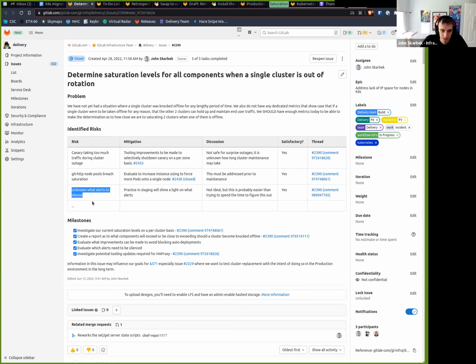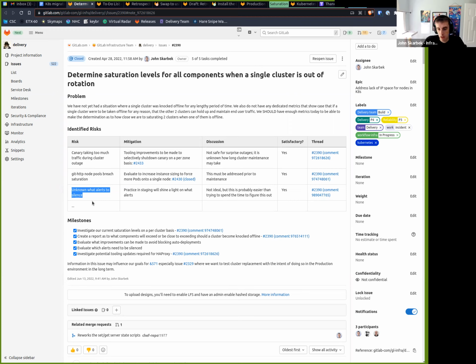So I think our only way to figure out what alerts we're going to run into is to practice this in staging. I've already got an issue to perform the practicing procedure. What I need to do is add the fact that we need to keep track of what alerts trigger and figure out a good silence mechanism that is broad enough to cover a cluster being down, but not so broad that it ends up triggering the alert.